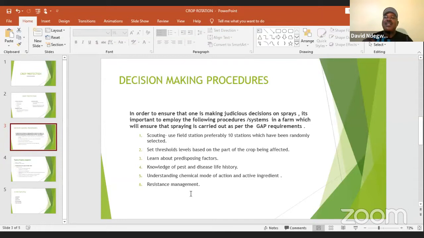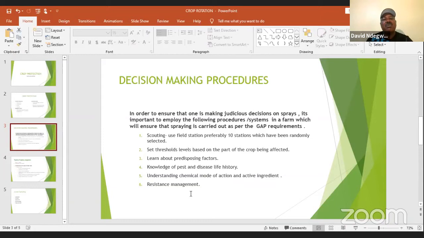But if you're talking about French bean, the commercial part, the part that is sold, is in direct exposure to thrips. So if that part gets damaged, it will lead to rejection. So the threshold for thrips for fine French beans is not the same as what you would use for thrips in potatoes or tomatoes. Then the other thing is that one must learn about predisposing factors.